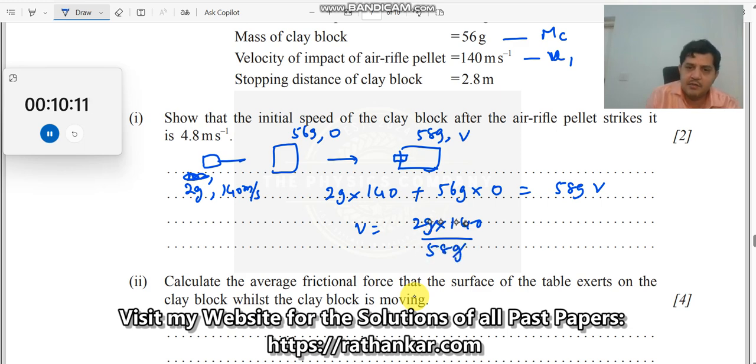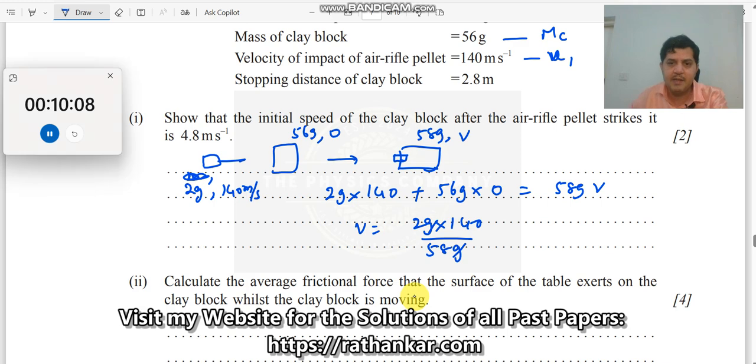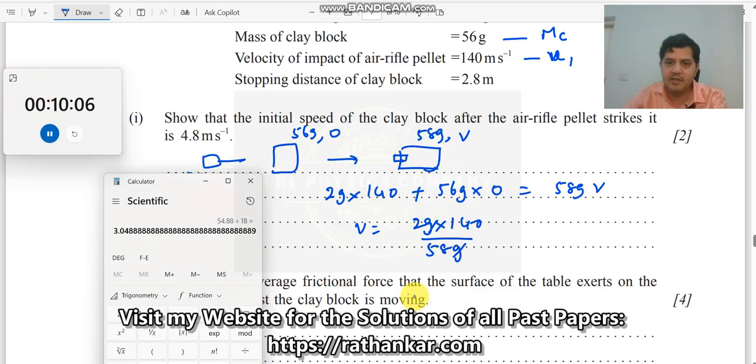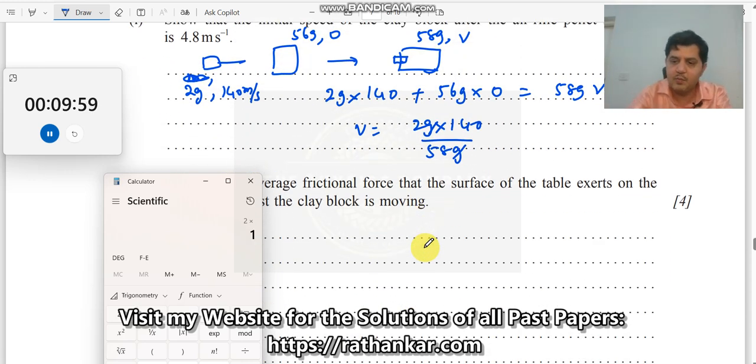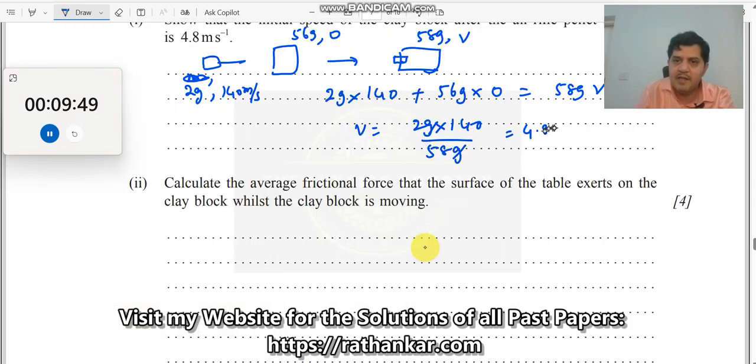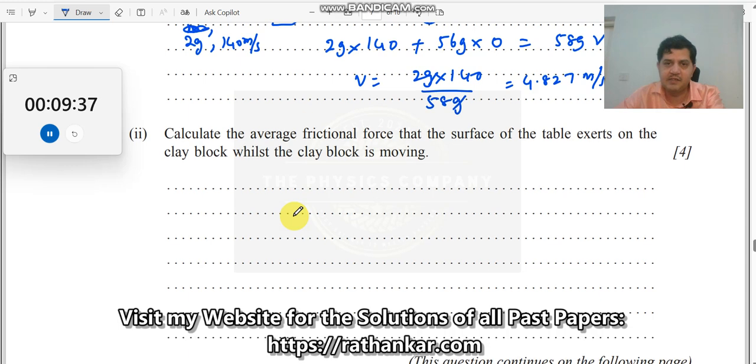Gram goes away. So let us calculate this, let me take up the calculator. 2 star 140 divided by 58. The answer comes out to be 4.827 meter per second. To one significant figure, you can write this as 4.8 meter per second. So this will be your answer, right? Let us look at the next question.